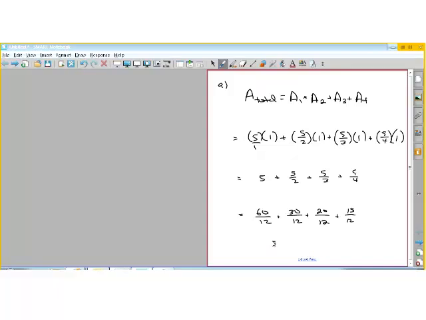Or you add them. Let's add the numerators because we have the common denominator. 60 plus 30 plus 20 plus 15, and we end up with 125 twelfths. And can we divide that? Can we simplify that? Again, this is some review here.